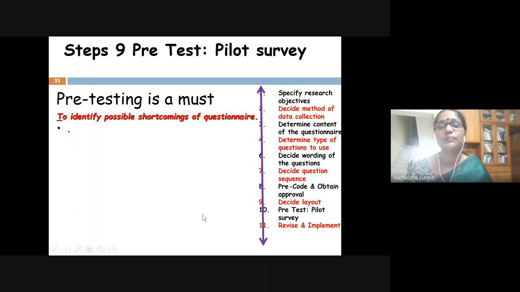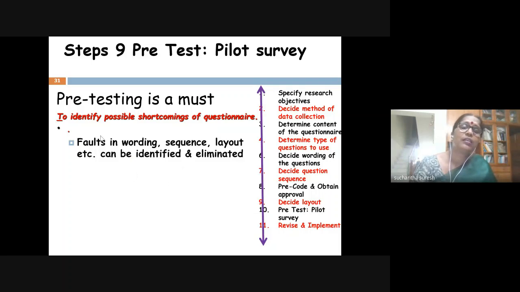All right. So pre-testing is a must. Pre-testing means you are giving the questionnaire to somebody to read, to see if any grammatical problems are there, whether certain things are not very easy to understand. Give it to some people to read about the flow of the questions, and to identify possible shortcomings in the questionnaire. They need not know the topic, but you ask them to read.